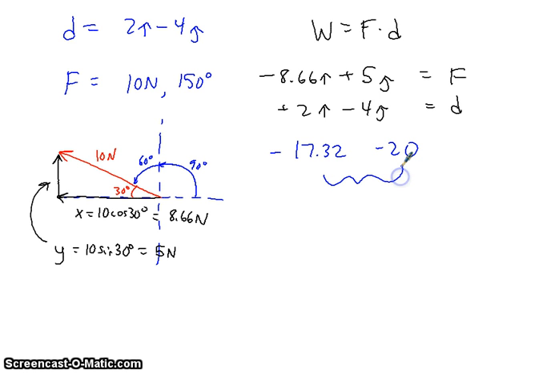And so then you can just put these two numbers together. It's going to give us a total of negative 37.32 joules. So that's the final answer.